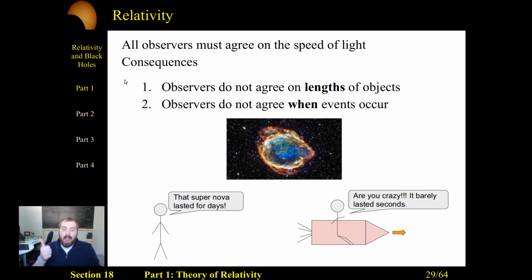So, everyone agrees on the speed of light. Two consequences of this. One, we do not agree on the lengths of objects anymore. And two, we do not agree on when events occur. Summarized here in this nice little joke of a supernova happening. A person on Earth would say that explosion lasted for days, and a person on a rocket ship could say, no, that explosion lasted for seconds. And both are correct.